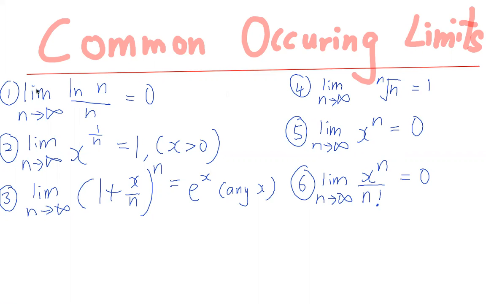For example, here, the limit of ln n over n is 0, and x to the power of 1 over n is 1, and so forth. Of all these lists, you can have a copy of them, so you can go ahead and try some of it using the properties of this table. Okay, let's see how to find this one.